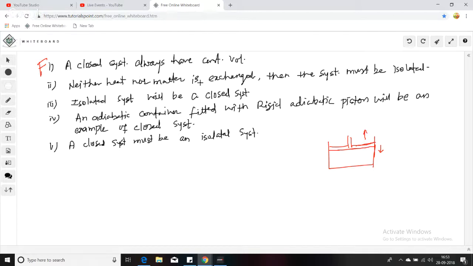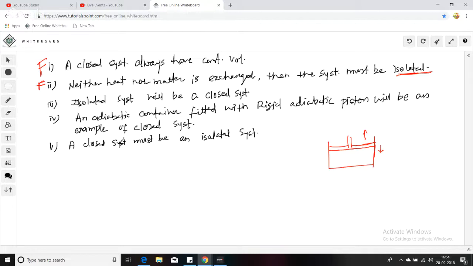The second one: neither heat nor matter is exchanged, then the system must be isolated. Is it true or false? This is also false. You know why? Because we can do work on the system. An isolated system means there is no exchange of heat, energy or matter. But energy can also be exchanged in the form of work, whether work is done on the system or by the system. So since there is no exchange of heat or matter but energy exchange is possible because of work done, the second statement is false.